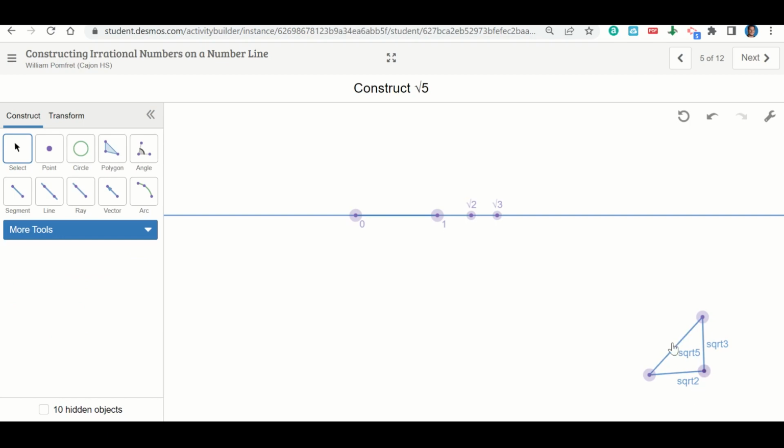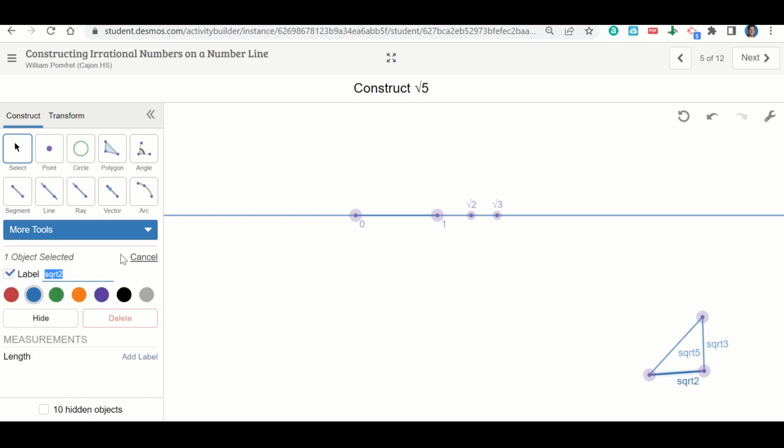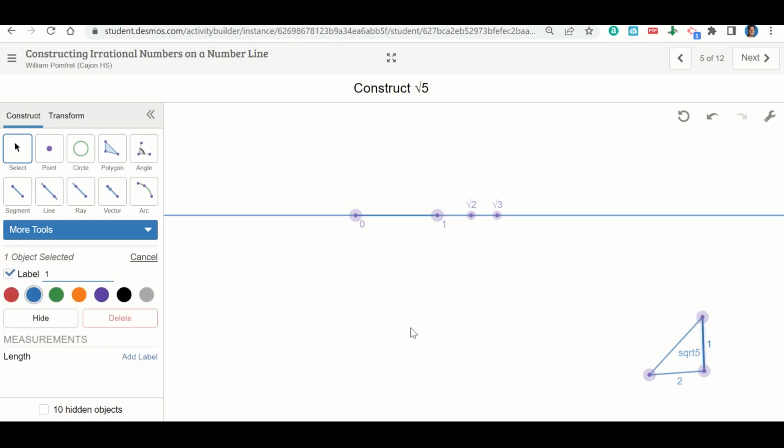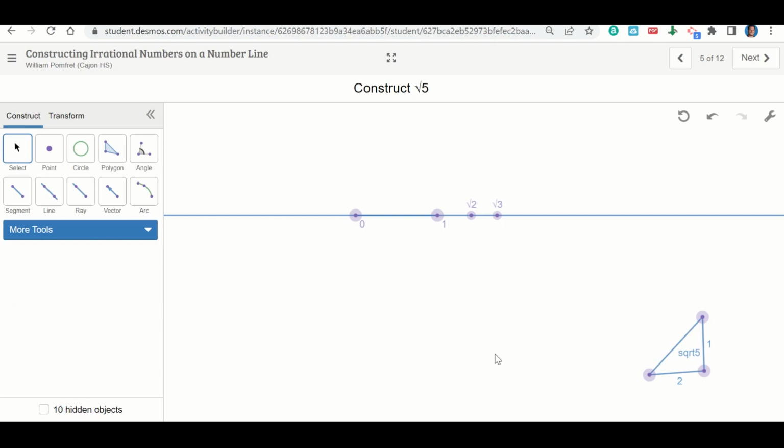Or I can change that and use 4 and 1 and take the square roots of each of those. So the square root of 4 is just 2. And the square root of 1 is just 1. So what I could do now is I can make this 2 and 1, and then I don't even need these square roots. So either way works. I'm going to do 2 and 1 just because it's a little easier.